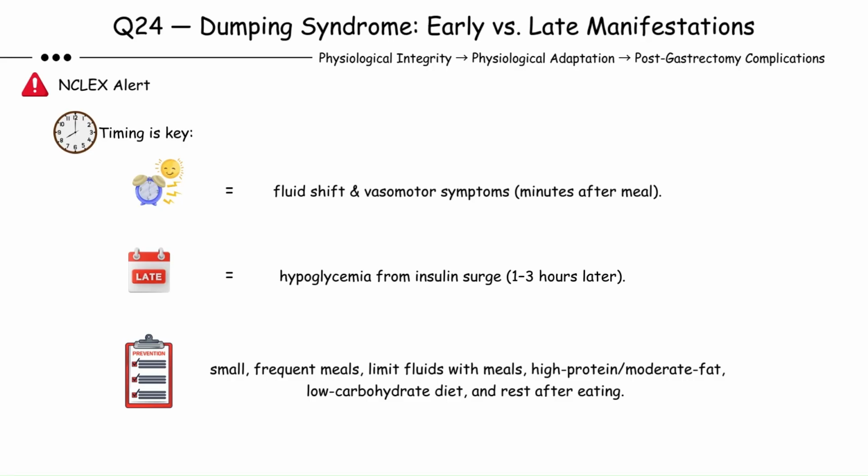Limit fluids with meals. Take most fluids between meals. Choose high protein, moderate fat, low carbohydrate meals. Rest or lie down 15 to 30 minutes after eating to slow gastric emptying.